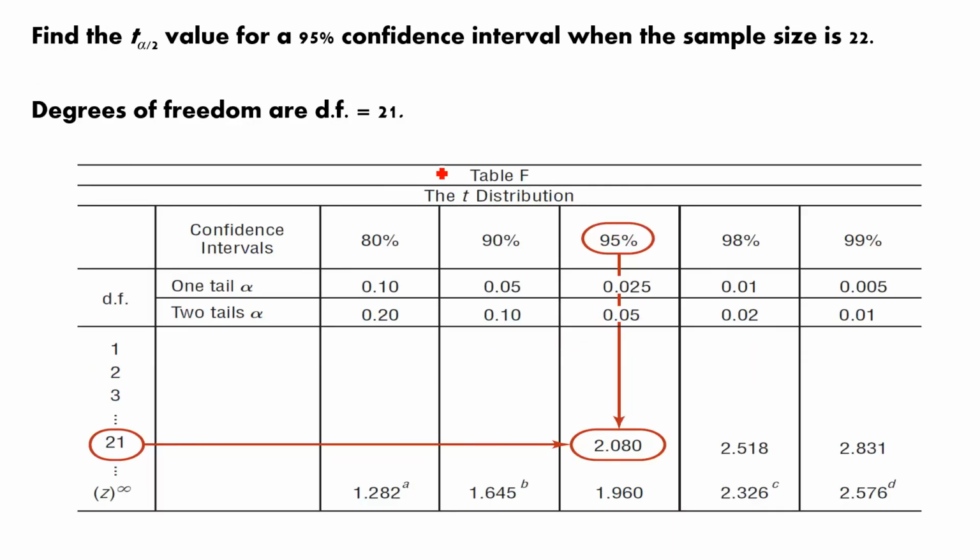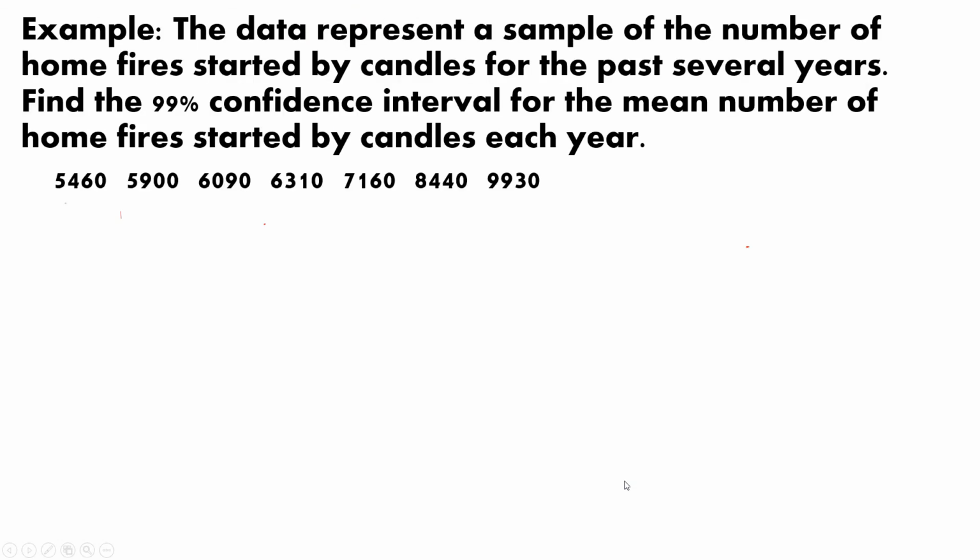Here I have made one more example. If the degrees of freedom is 21 and you are 95% confident, how will you see the table? So 21 here and 95, so you have to use this value in the formula. Okay, now I have made another question for you only to show you what is the difference between the last question and this question. The data represent a sample of number of home fires started by candles for the past several years. 99% confidence level is given.